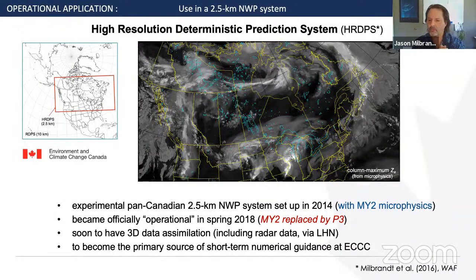So this is switching back to operational use. This is our 2.5 kilometer NWP system, a little bit similar to the HRRR, except we don't have a rapid refresh. It's run four times a day, 48 hours. So initially we set this up as an experimental system in 2014. This was using the Milbrandt-Yau scheme at the time. In 2018, it became operational. And with that, we did actually switch to P3. So since then we've been using P3 operationally in this system.